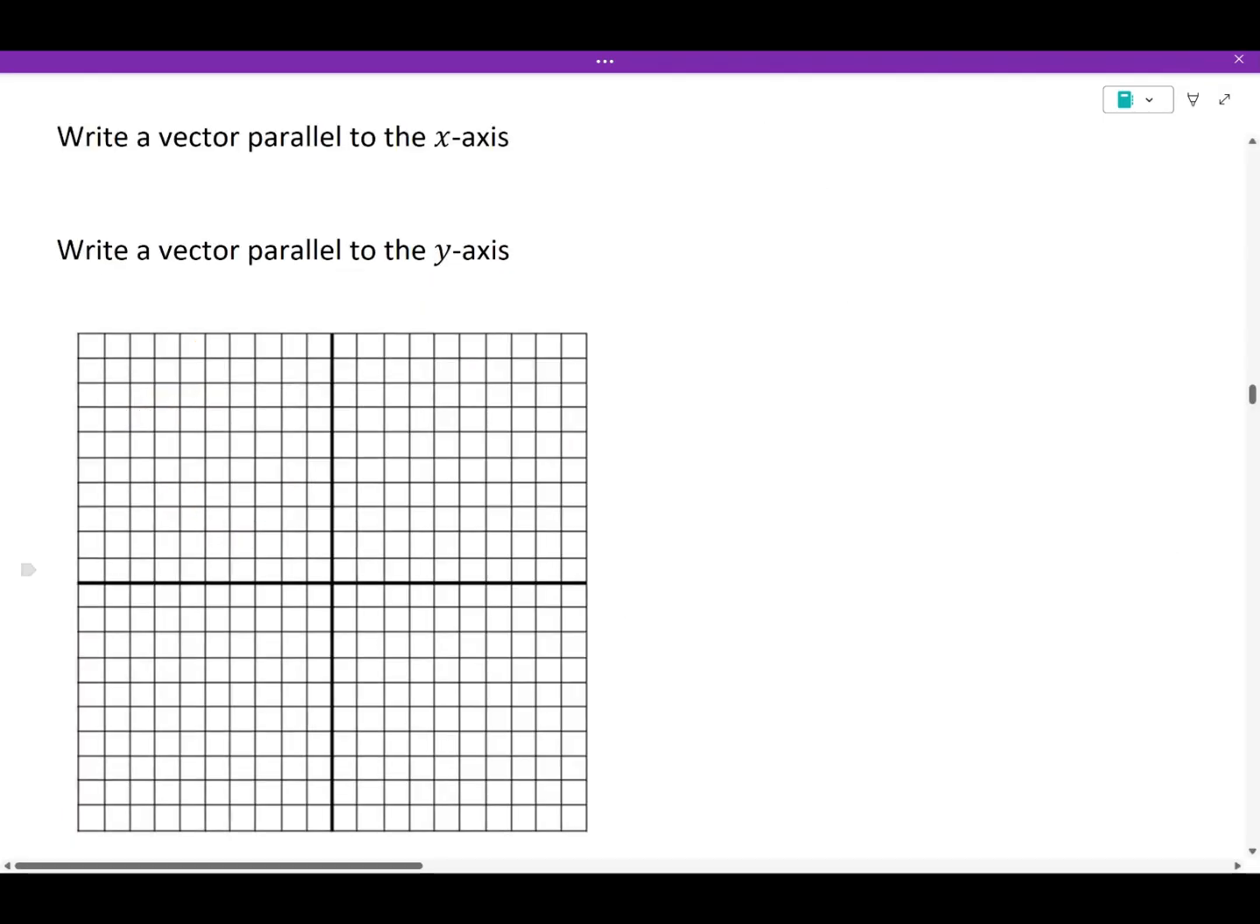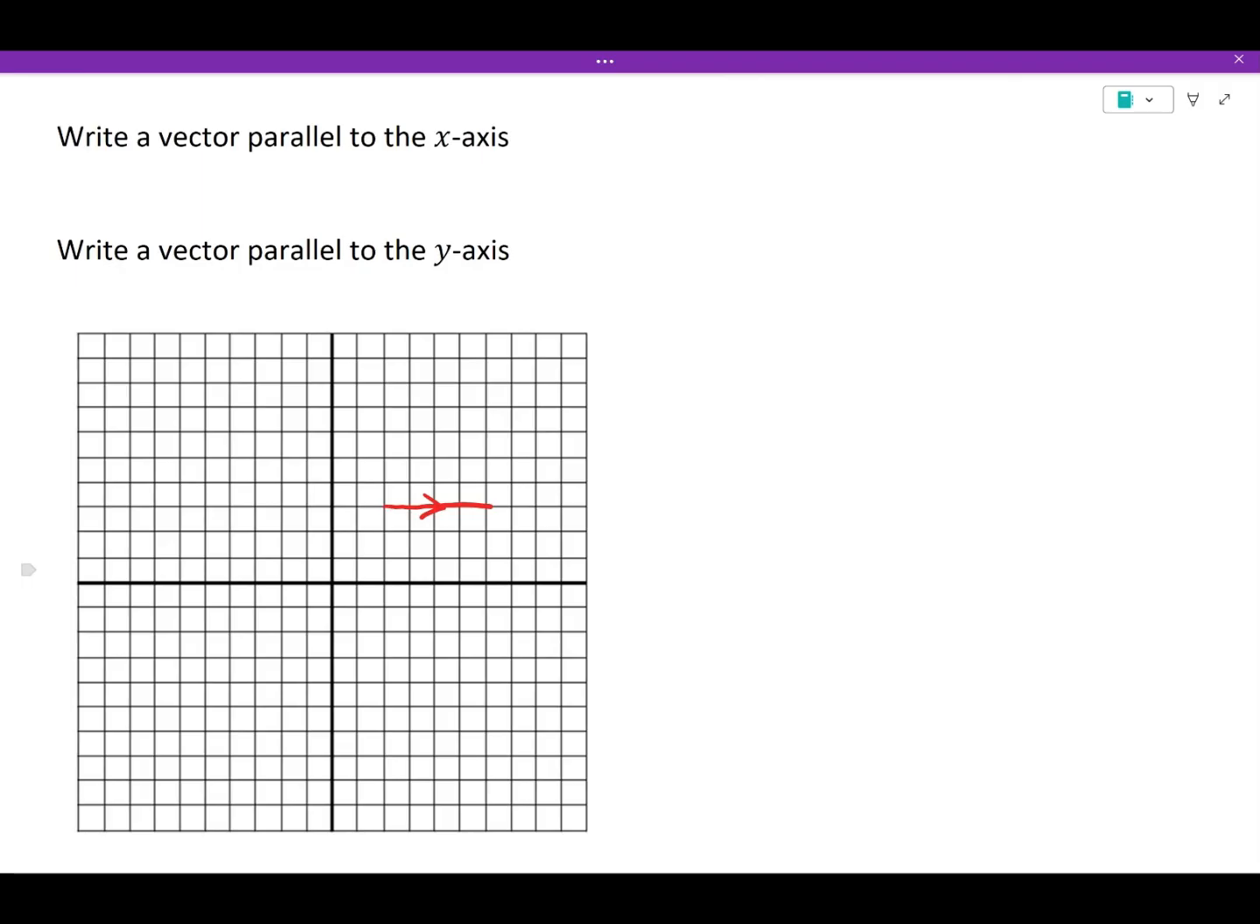So we've got a couple of questions involving parallel vectors to consider here. It says write a vector parallel to the x-axis. So the x-axis is our horizontal axis here. Now let's draw a line which is parallel to the x-axis. So I'm going to go with this here. Okay, and because it's going to be a vector, I'm going to put an arrow on it. So let's write out the vector for this line here that I've drawn with this arrow.